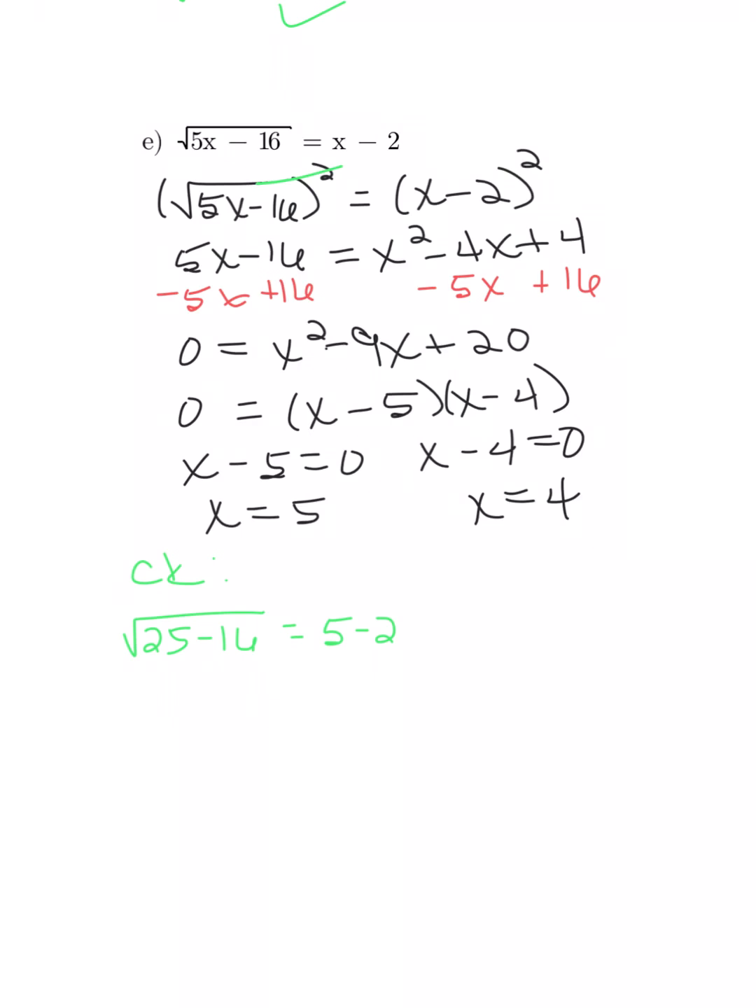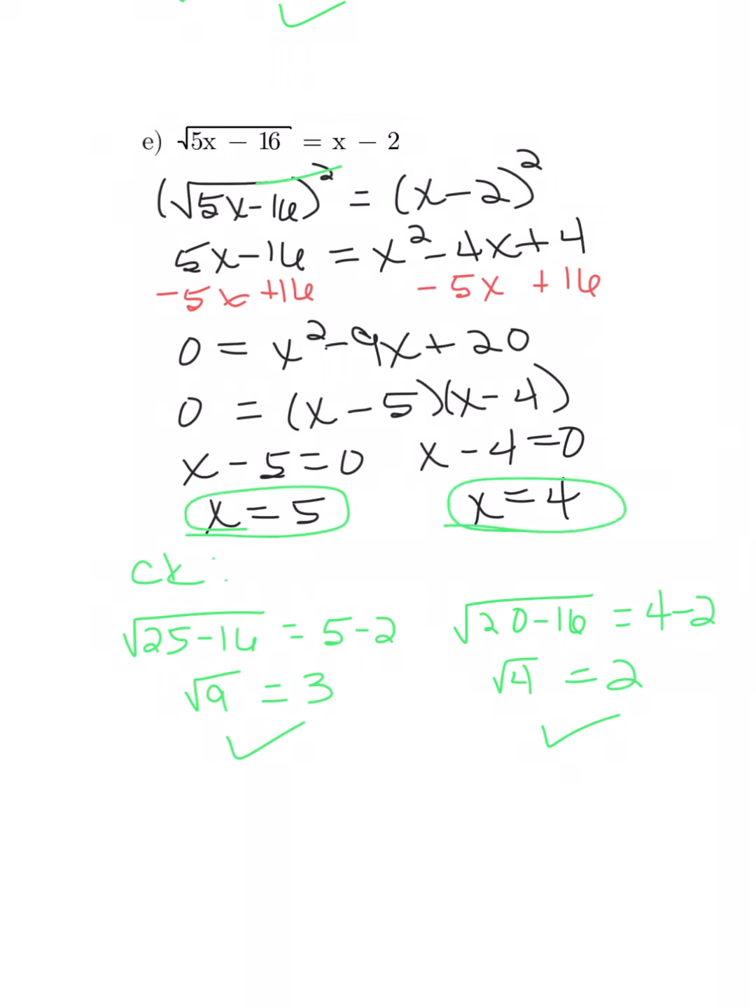25 minus 16 gives us the square root of 9 equals 3. That's true. Going to the solution of 4. Putting it in the original problem, we would have the square root of 20 minus 16 equals 4 minus 2. Square root of 4 equals 2. That also is true. We get to keep both solutions on this problem.